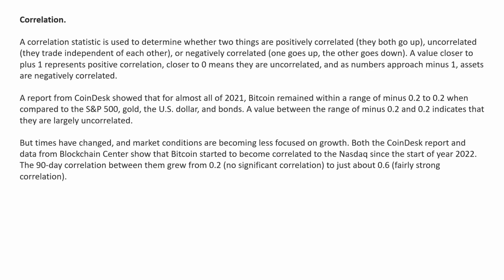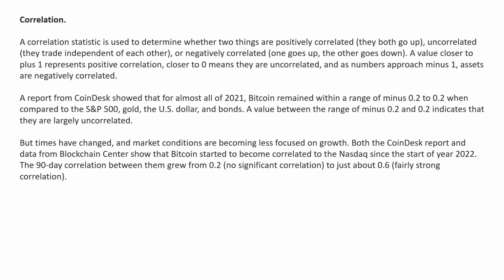Or negatively correlated, where one goes up, the other goes down, which we proved in the interest rate versus the NASDAQ part. A value closer to +1 represents positive correlation, closer to 0 means uncorrelated, and as the number approaches -1, assets are negatively correlated. So there is never exactly 1 or -1. It's in between. The maximum is -1 to +1, but an exact number is not there, like probability.